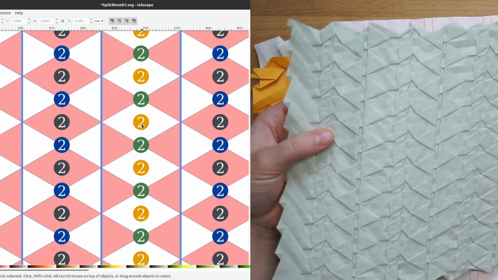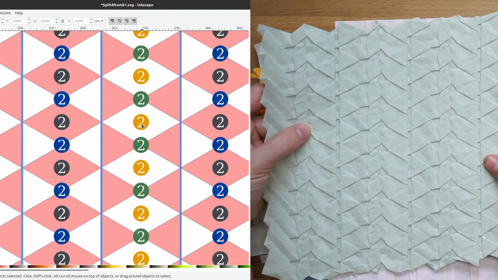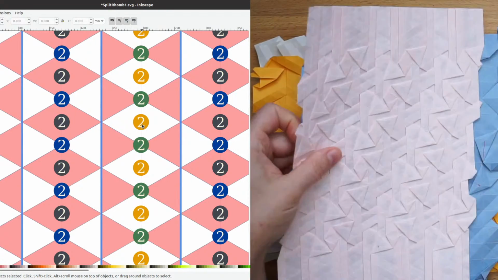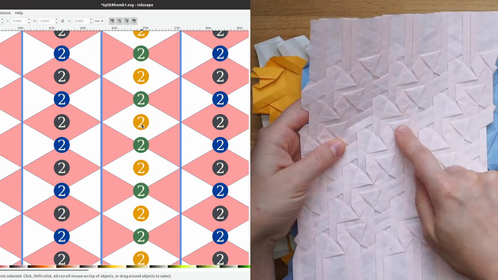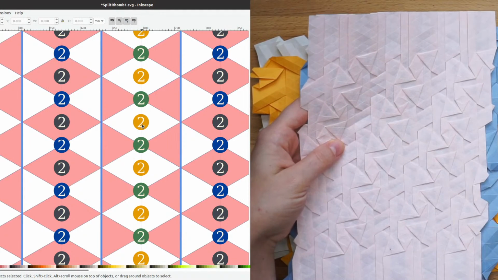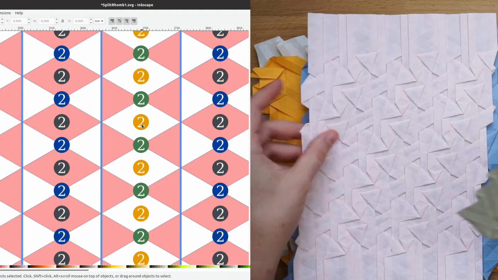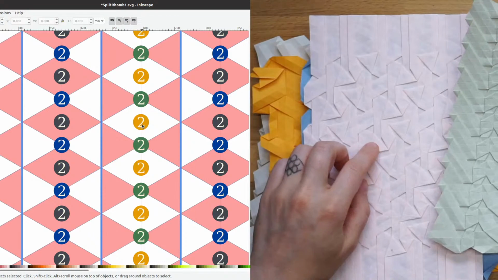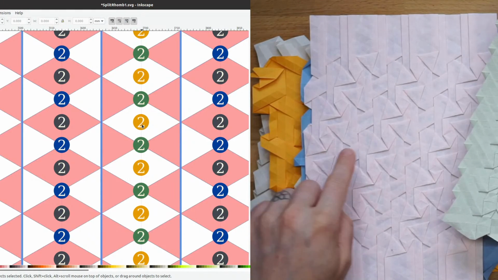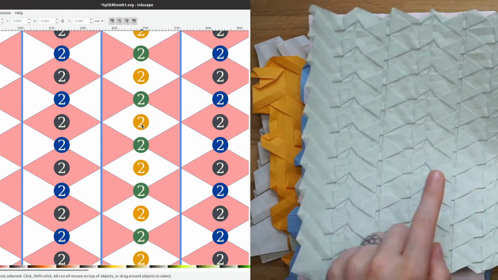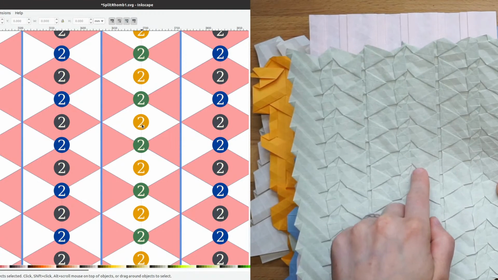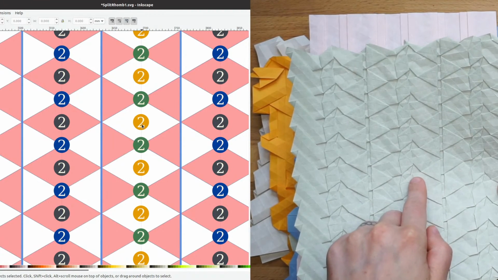We can do this with open triangles, and space it out. We can do this with open triangles that are on the opposite side from the rhombus that's in the same column.